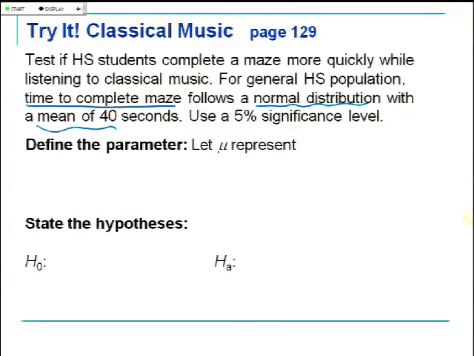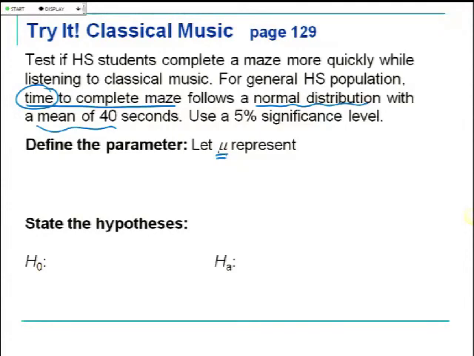We would like to test the theory that if you gave this to high school students, their average time to complete the maze would be faster, less, if they're listening to classical music. Do that test at a 5% level. So what are we doing? We're measuring time to complete the maze. That's quantitative.